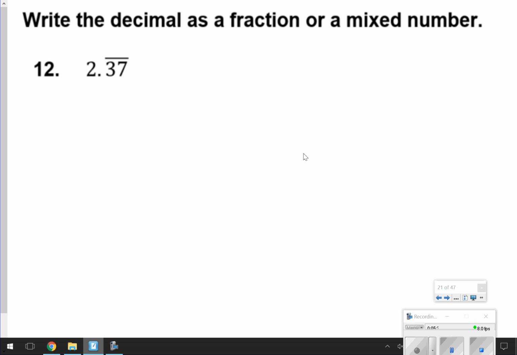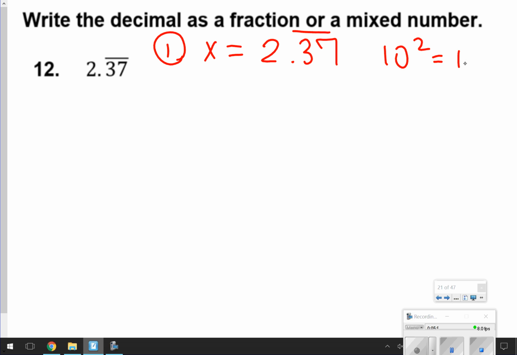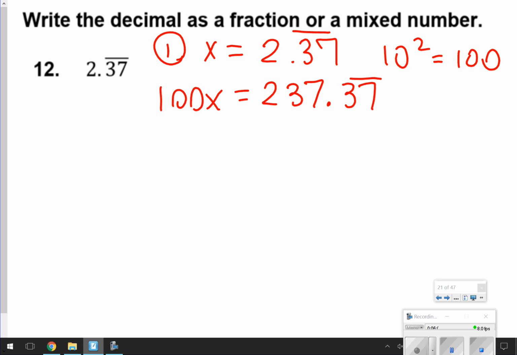Writing the decimal as a fraction or a mixed number. Remember, this one is the one where you have to do those 4 steps. This one might take a little bit longer to explain. First step is write the original equation: x is equal to 2.37 repeating. The next step is to multiply each side by however many times the decimal is repeating. This decimal is repeating twice, so I'm going to multiply it by 10 to the second power, which is equal to 100. So on the left side, I will have 100x. On the right side, I will have 237 with still the 37 repeating at the end.